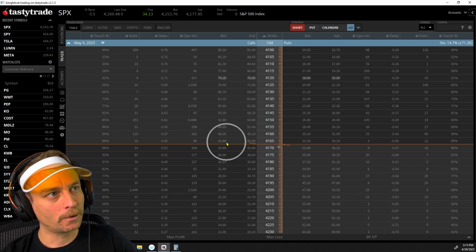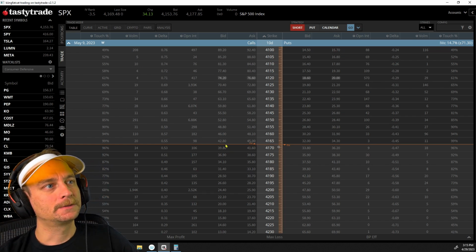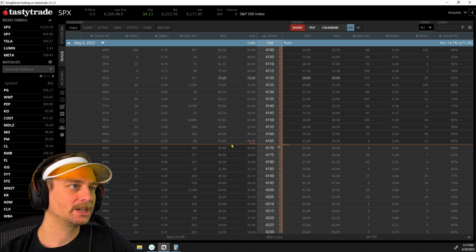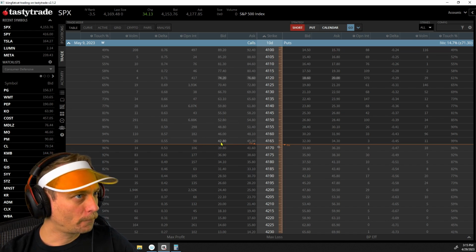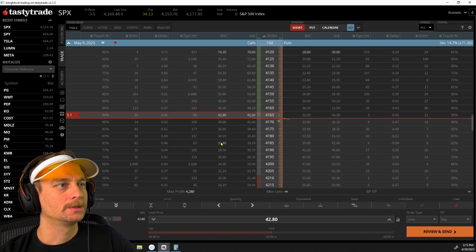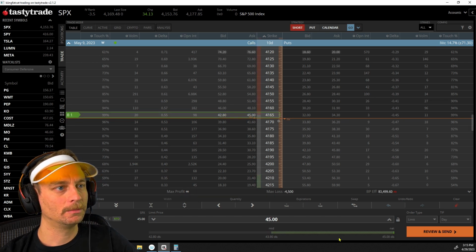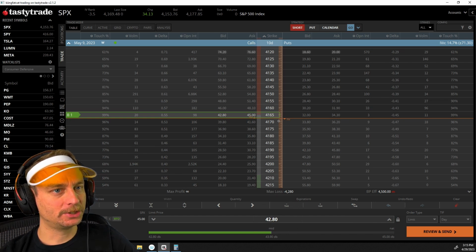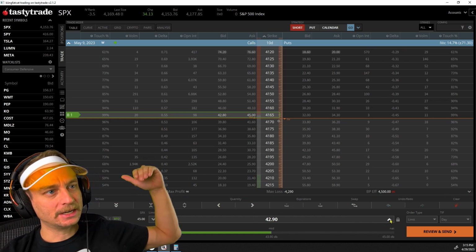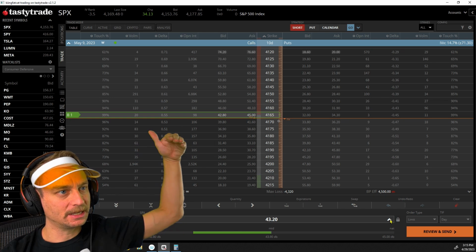But every time the market is going up and down a tick on the ES, these are going to be changing. So if the market goes up, this 42.80 is going to go up. As the market goes down, that 42.80 is going to get cheaper. So it would look like this. Okay, here's the 42.80. If the market starts ticking up, it's going to start going up in 10-cent increments.